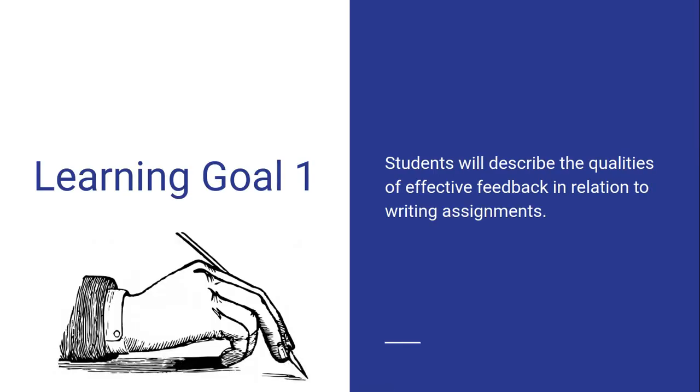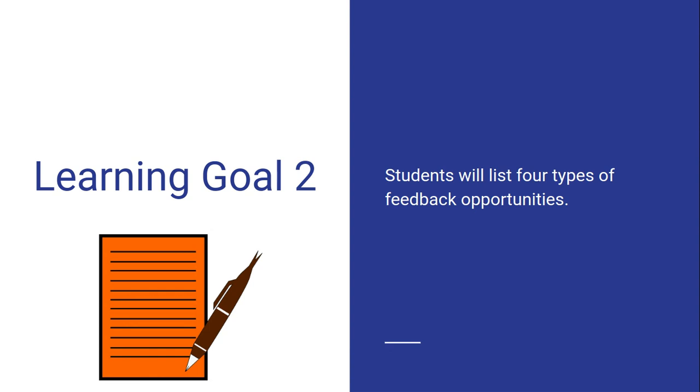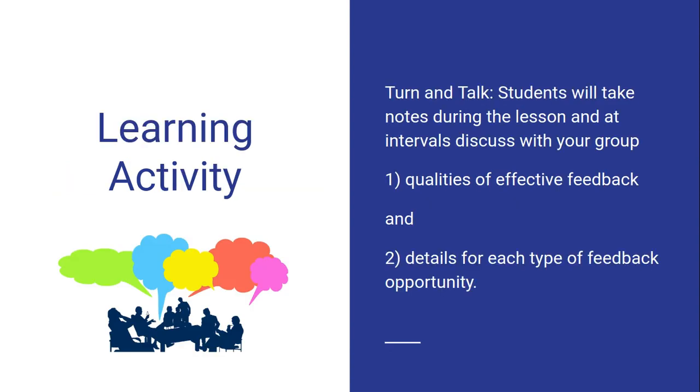So our first learning goal is that students will describe the qualities of effective feedback in relation to writing assignments. The second learning goal is that students will list 4 types of feedback opportunities. Our learning activity is a turn and talk.